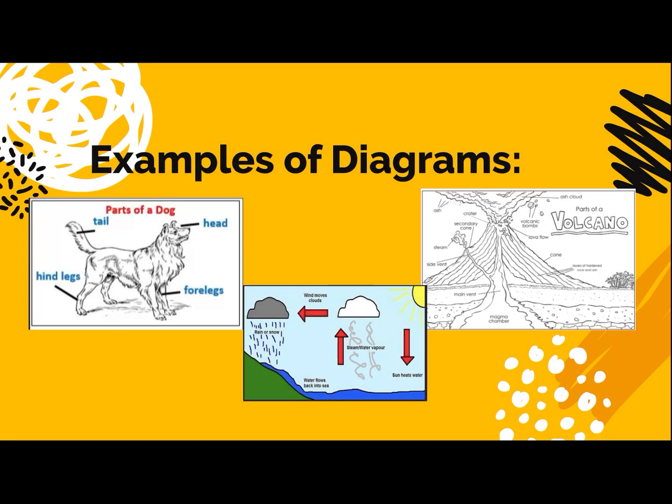Here are some examples of diagrams. We have the parts of a dog, the water cycle there in the middle, and then the parts of a volcano at the end. That one should look kind of familiar to you because we filled out diagrams of the volcano during science class this school year.